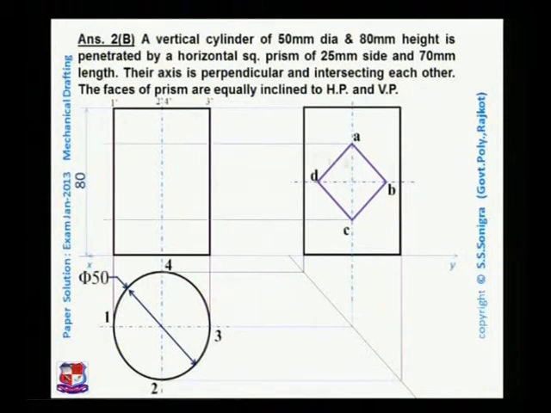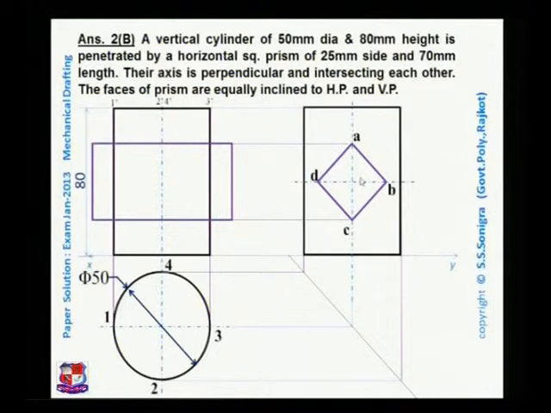Name the endpoints A, B, C and D, that is, the 4 edges of the square prism. From point A and from point C, draw projection lines like this and draw its front view. In the front view, it will appear as a rectangle like this. The length of this rectangle is given as 70 mm. Hence, from this axis, the distance to one side would be 35 mm and the distance to the other side would be 35 mm. Hence, we have drawn the front view of the given square prism like this.